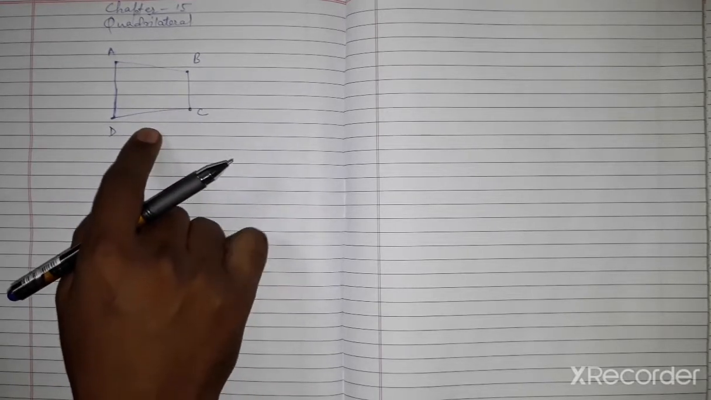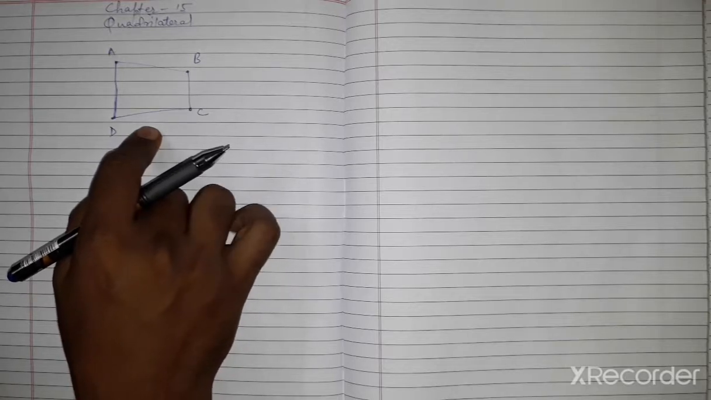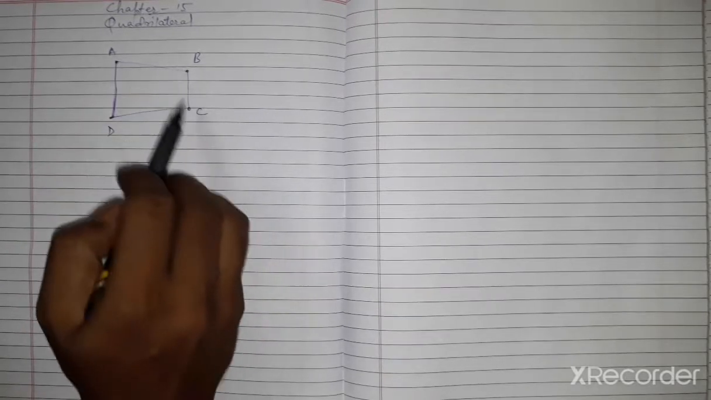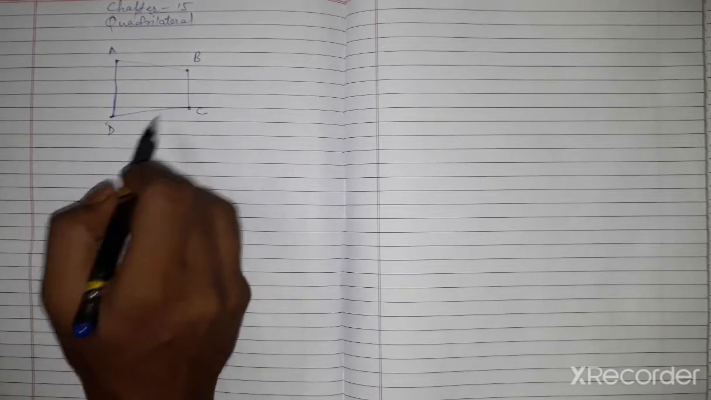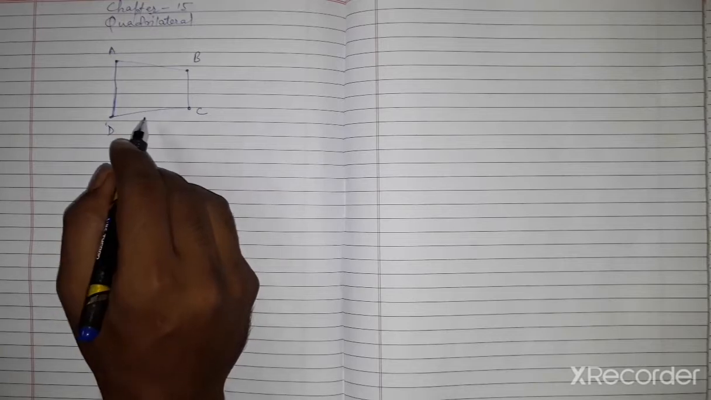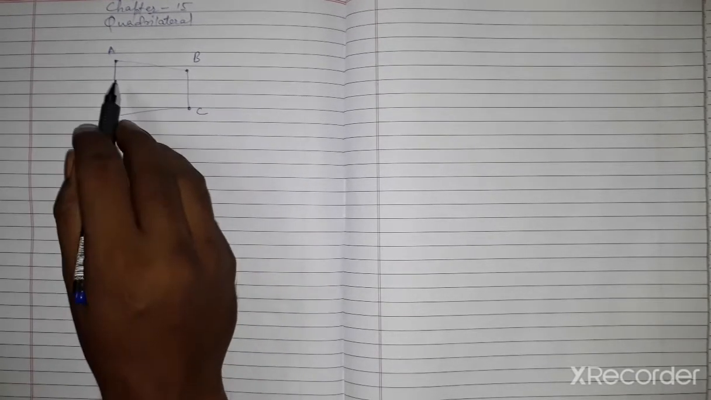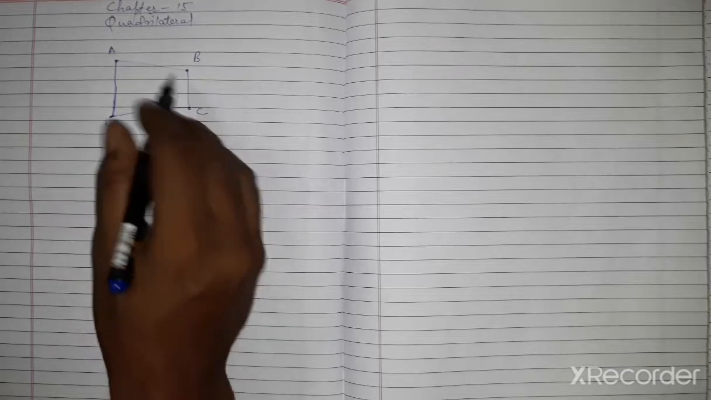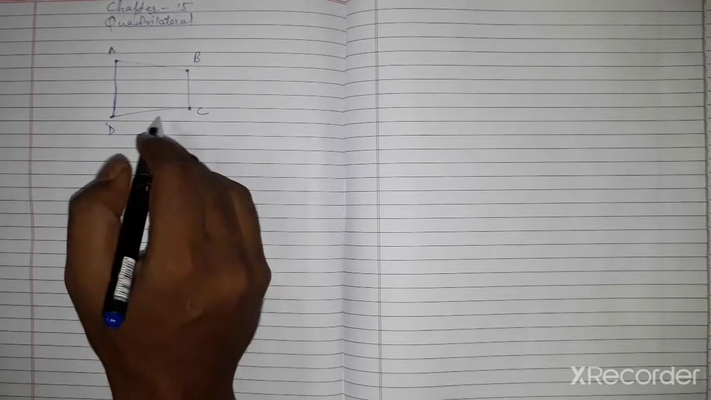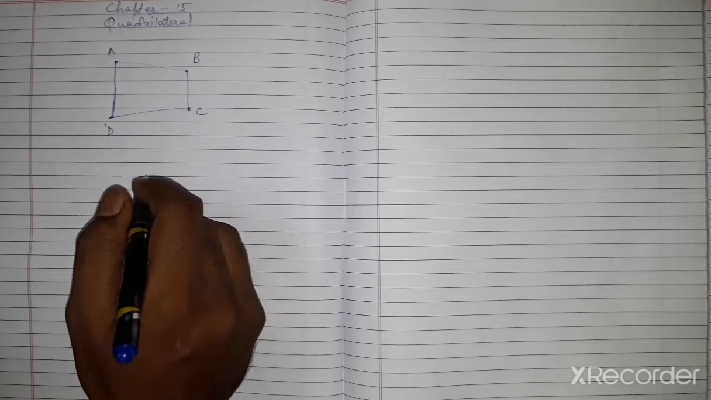So I hope that you have understood what is a quadrilateral. Once again I am repeating. Let ABCD be 4 points in a plane such that no three of them are collinear, and the line segments AB, BC, CD and AD do not intersect except at their end points. Then the figure so formed by these 4 line segments is called quadrilateral ABCD.